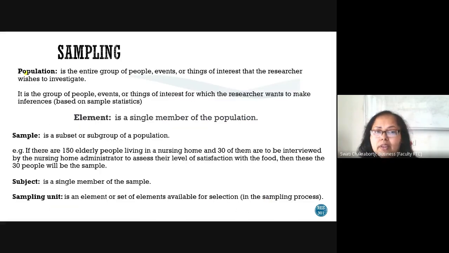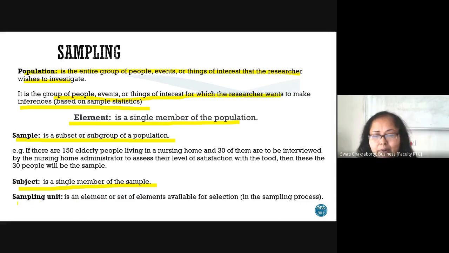So, what is population? It's the entire group of people, events, or things of interest that the researcher wishes to investigate. It's a group of people, events, or things of interest for which the researcher wants to make inferences based on sample statistics. A single member of the population is called an element. A sample is a subset or subgroup of the population, and every single member of the sample is called a subject. A sampling unit is an element or set of elements which is available for selection in the sampling process.